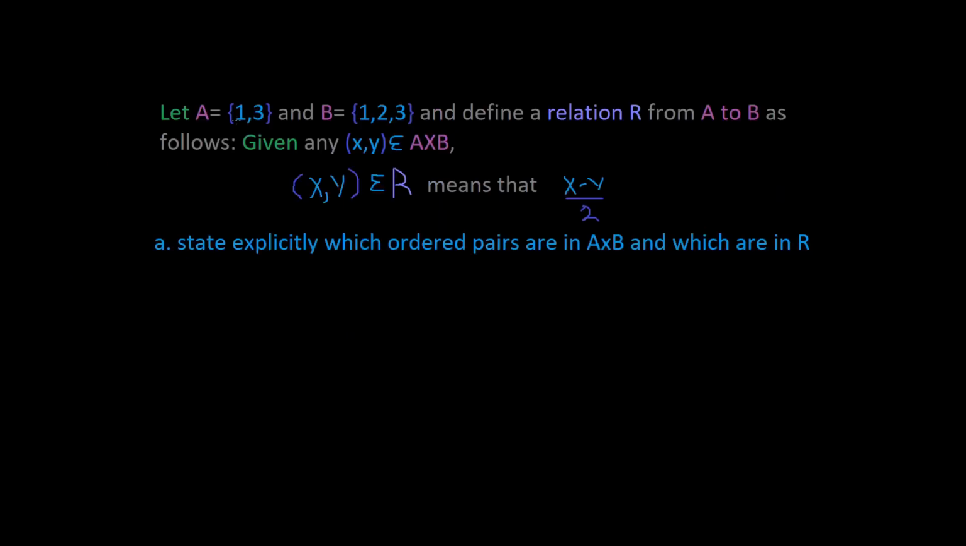Let A equal the set {1, 3} and B equal the set {1, 2, 3}, and define a relation R from A to B as follows. Given any ordered pair (x, y) that is an element of A cross B, our ordered pair (x, y) is an element of R means that (x minus y) divided by 2 is an integer. The first part of our question says, state explicitly which ordered pairs are in A cross B and which are in R.